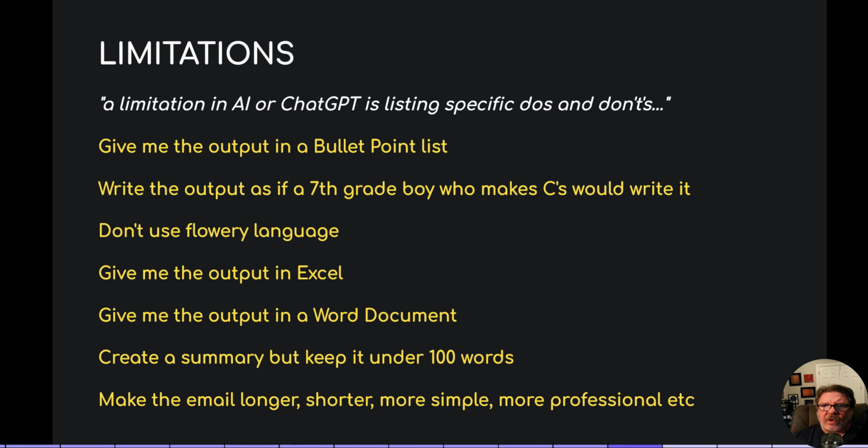For example, give me the output in a bullet point list. Write the output as if a 7th grade boy who makes C's would write it. So you want it written very simply. Don't use flowery language. Give me the output in Excel. Give it to me in a Word document. I want to download that Word document. Create a summary, but keep it short. Make an email longer, shorter, more simple, more professional, etc. So those are the limitations that you can tell ChatGPT to use, both do's and don'ts of your output.